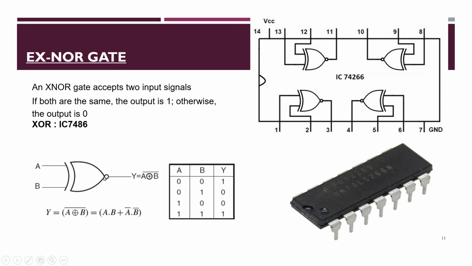So XNOR is A XOR B the whole bar, which is A dot B plus A bar B bar. This is the Boolean expression, the expansion of the XNOR gate. So A into B plus A bar into B bar. Here A is equal to 0, B is equal to 0. So 0 into 0 is 0, plus 0 bar, which is 1, into B bar, which is 1. So 1 into 1 is 1. So here you are getting the Y value as 1. Similarly, you will be able to get the other cases also when you substitute the values of A and B in this particular expression.